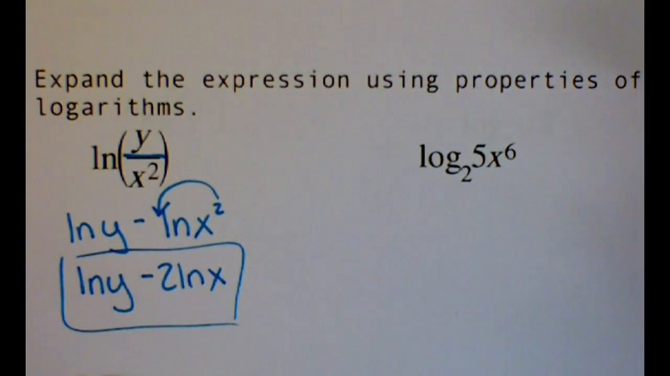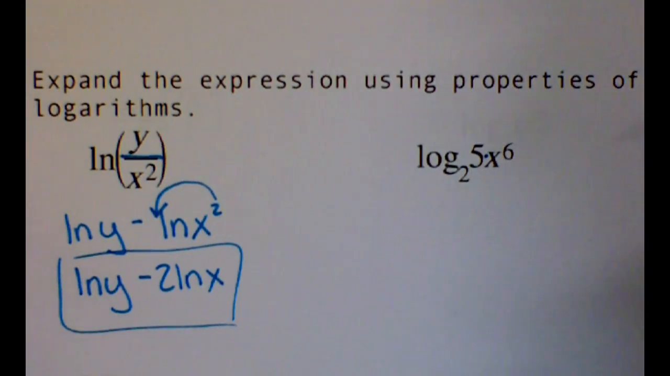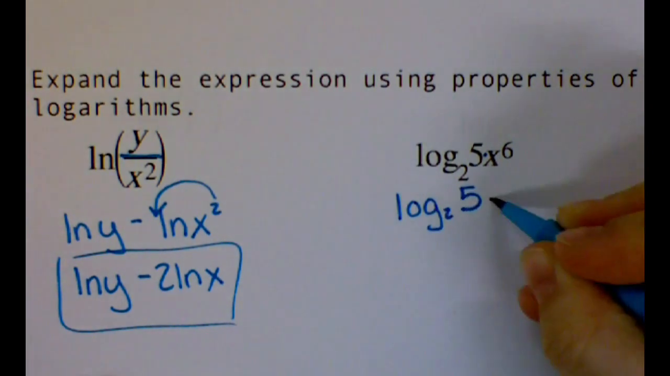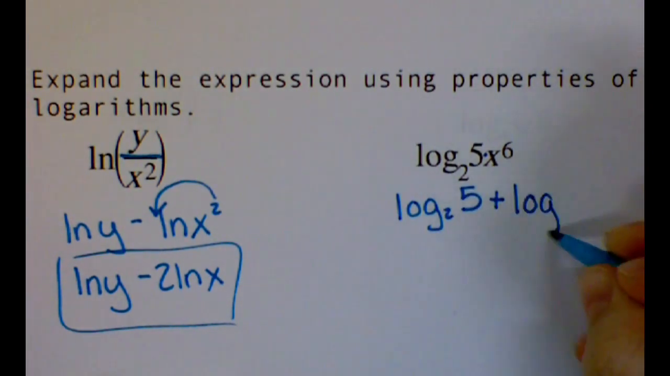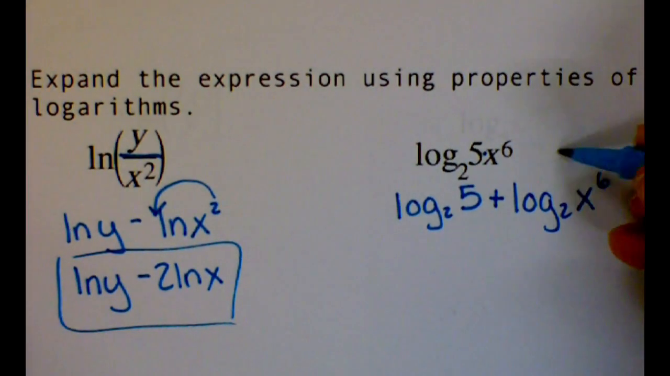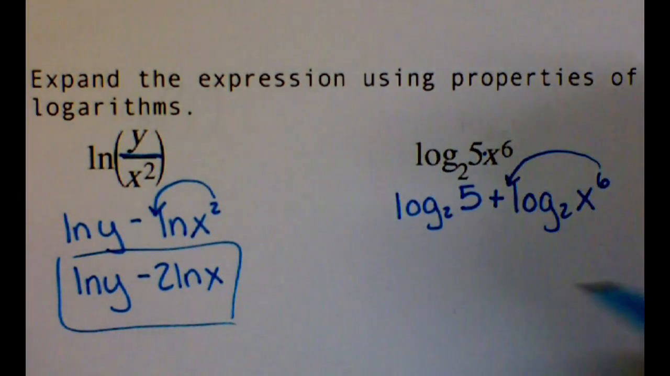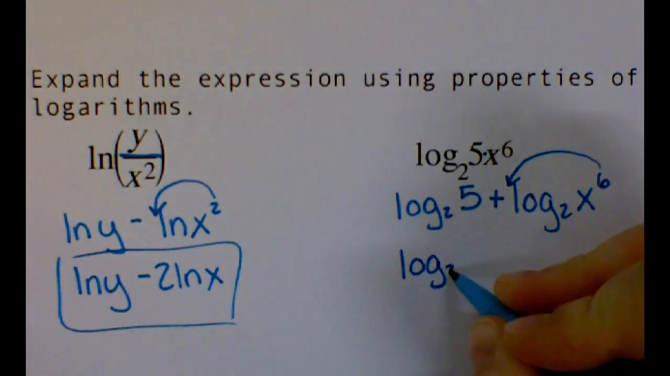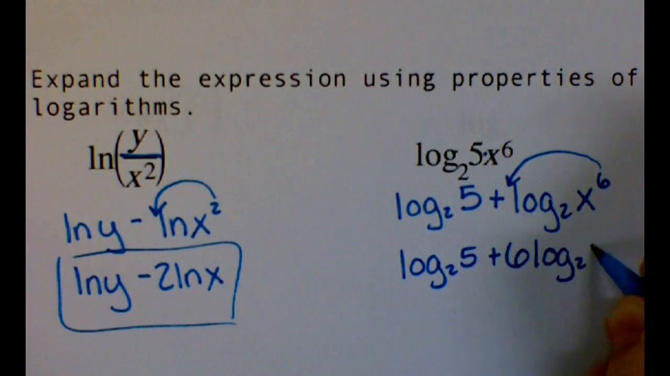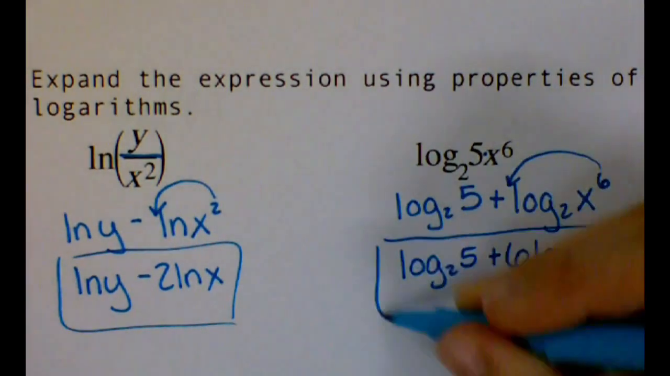For the next one, I have 5 times x to the 6th power in a log base 2. So I separate it into 2 log base 2's. First one, log base 2 of 5, plus log base 2 of x to the 6th power. Then again, we have a power, so it can come down out front of that specific piece. So we have log base 2 of 5 plus 6 log base 2 of x. And there we have our expanded logarithm.